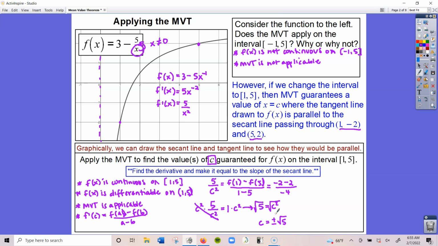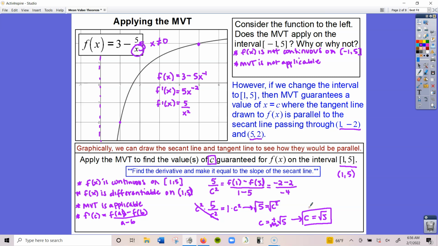Now, normally there's only one value of C. There could be more, but we have to look at the interval. The interval is from 1 to 5, and this value of C has to be within the open interval. So it has to be in between 1 and 5, not including those endpoints. Positive square root of 5 is within that interval. So C is going to equal the positive square root of 5. The negative square root of 5 is outside that interval, so we would not count this one. So my only value of C here would be positive square root of 5.